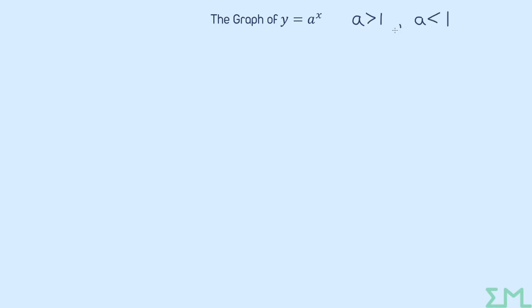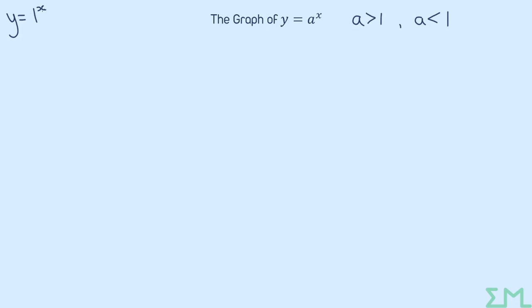Now, just to make sure we cover all of the options and we understand what we're working with here, we need to make sure we know why we are missing out the case of a equals 1. So if I just pop over here, the example of y equals 1 to the x, we can see why this isn't really something that we need to consider in the same family as a is greater than 1 and a is less than 1.